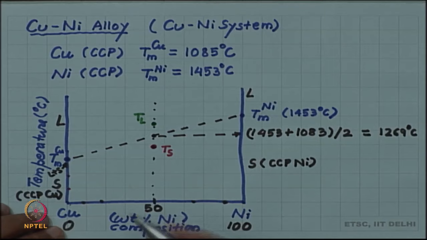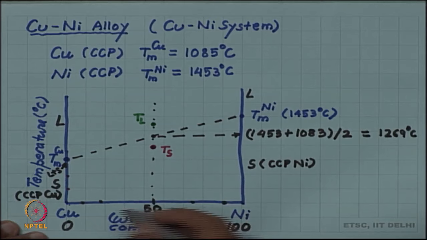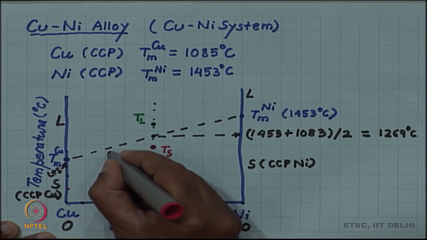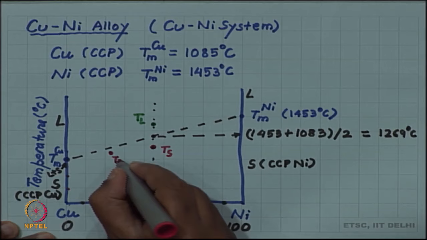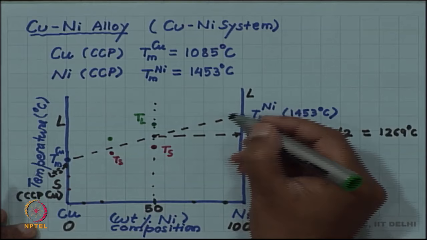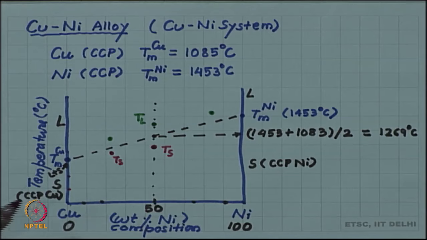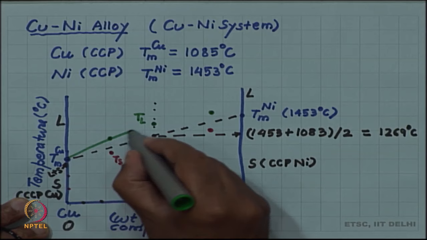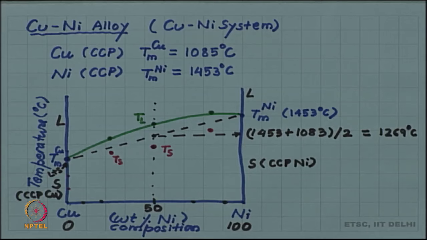If I do this for different alloy compositions, suppose instead of 50%, now I make a 25% alloy, and I find where the liquid first begins. So, I plot TS for that, and similarly where 100% liquid forms, so I mark TL for that. And similarly for 75%, I have a TL and I have a TS. Now, if I do experiments for all different compositions and find the TL temperature and the TS temperature for all of them, then I find that TL varies as a function of composition, and similarly the TS varies as a function of composition.